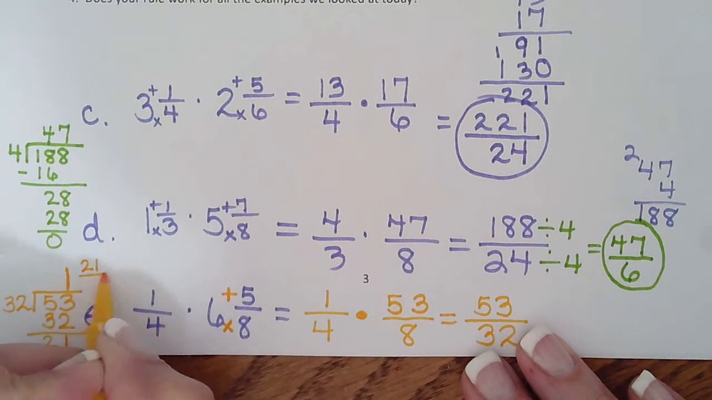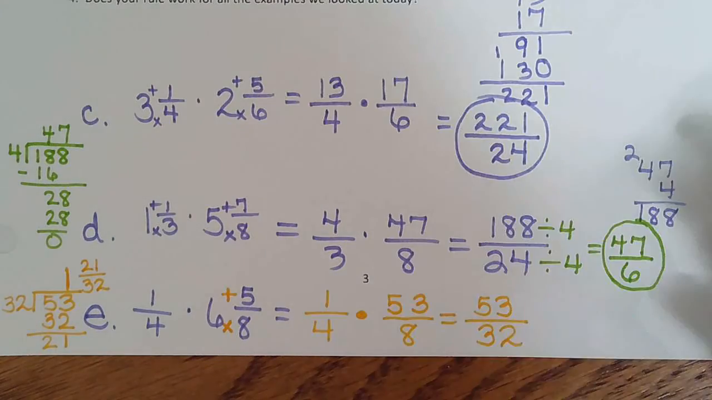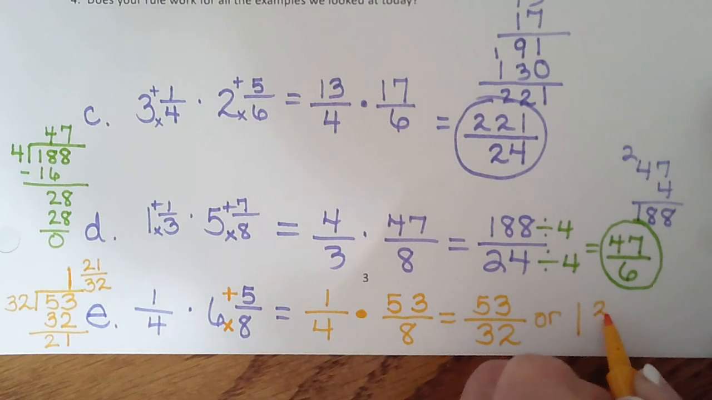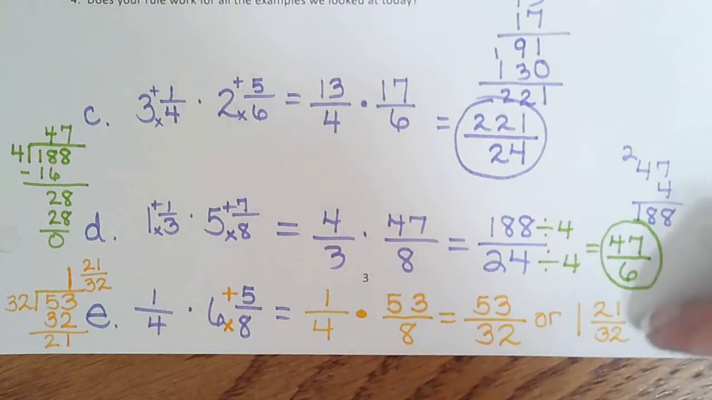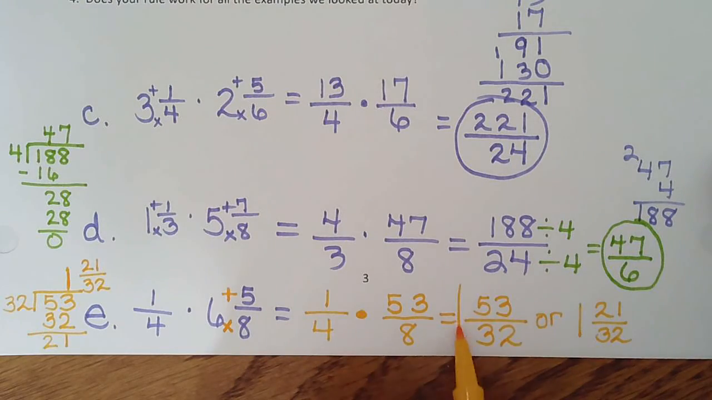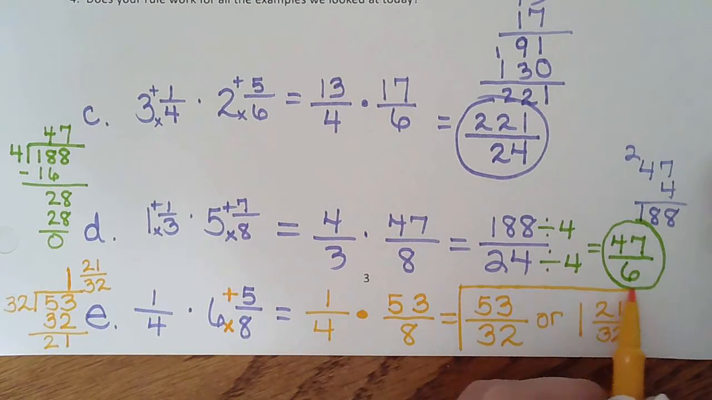Just so you don't get out of practice making mixed numbers in case they want it. So you can write 1 and 21 out of 32. In 21, the only thing that goes into it is 3 and 7, and 3 and 7 don't go into 32. So we know that is simplified.